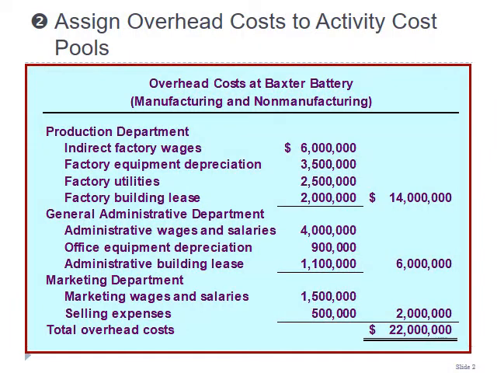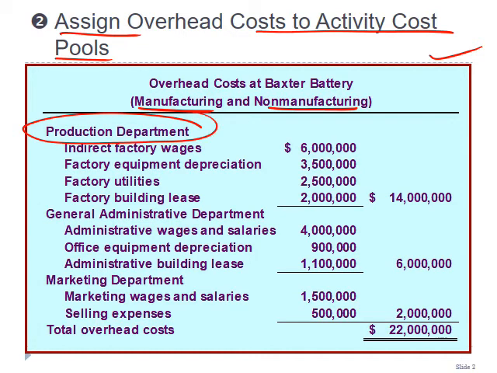With our learning objective 2, here comes our second step in implementing the ABC, that is, to assign overhead cost to activity cost pools. The statement shown here is basically the overhead cost of the Baxter batteries, which include both manufacturing and non-manufacturing. They have provided the overhead, so you can see that the production department total overhead is 14 million, which is exactly equal to the manufacturing overhead in the income statement.